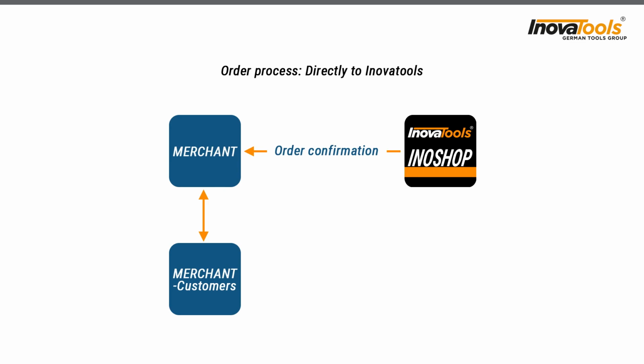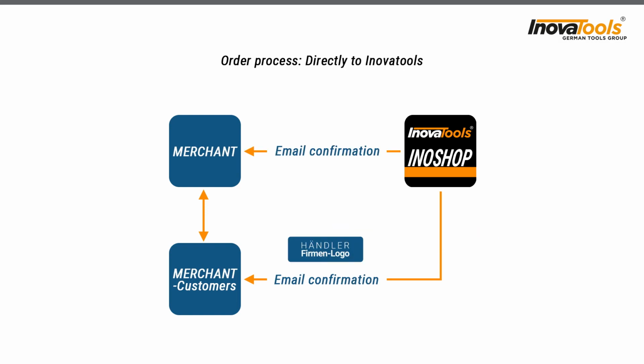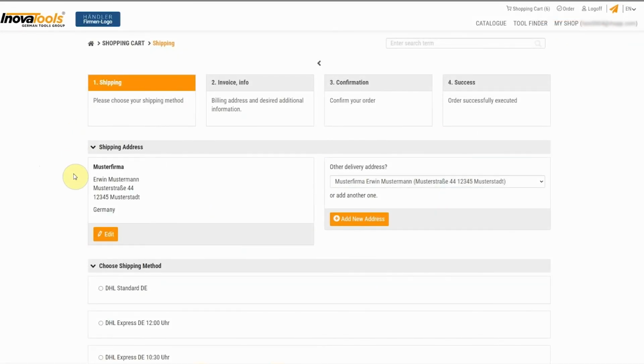The order confirmation is also issued to the merchant by Innova Tools. The merchant customer also receives all confirmations for the order, but with the discounts and prices set by the merchant. In addition, the merchant customer always sees the merchant's logo and company data. The delivery address is selected by the merchant customer during the ordering process and included in all confirmations.